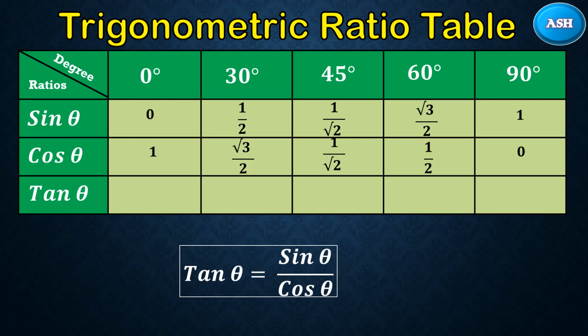Okay, so let's continue. With respect to this formula, we get tan 0 is equal to 0 upon 1, which is 0. Then tan 30 is equal to half upon root 3 by 2, where 2 will get cancelled, thus the value is 1 upon root 3. Similarly, for tan 45, root 2 will get cancelled, so the value is 1. And in tan 60, 2 will get cancelled and the value is root 3. And in tan 90, anything upon 0 is infinity, so 1 upon 0 is infinity.